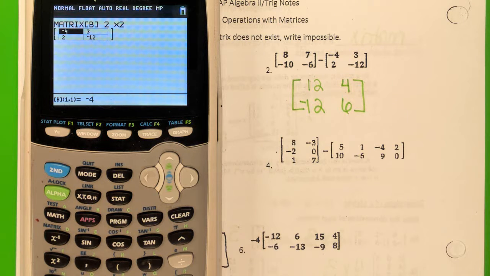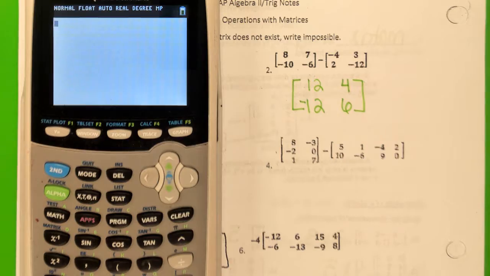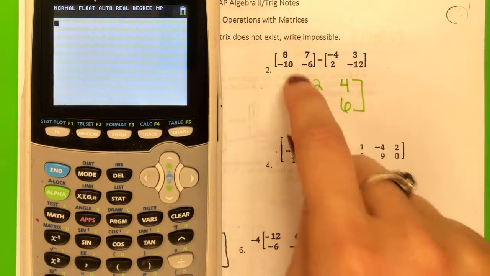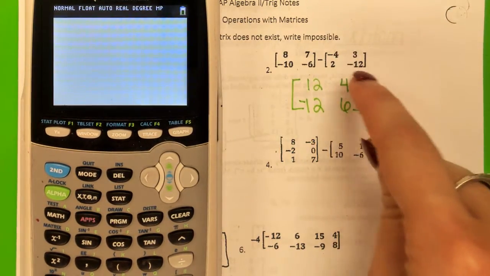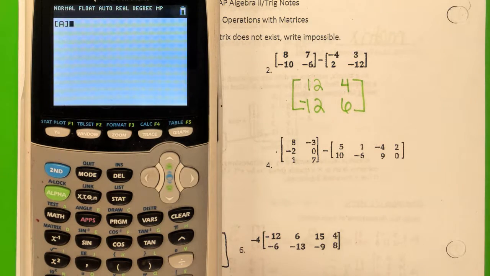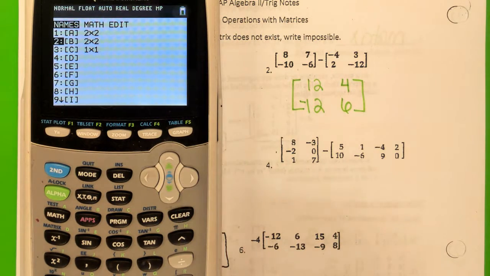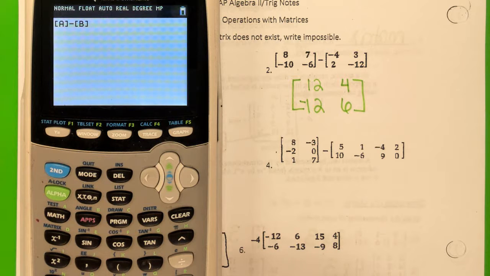All right, but we're in edit mode. How do we get our calculator out of edit mode? Quit. Second quit. And then you have to say, hey calculator, I need you to take matrix A and subtract matrix B. So you go second matrix, don't edit it, hit enter on A, subtract, second matrix, go down to matrix B, hit enter, enter one more time, and you should get the same numbers. Are y'all okay?